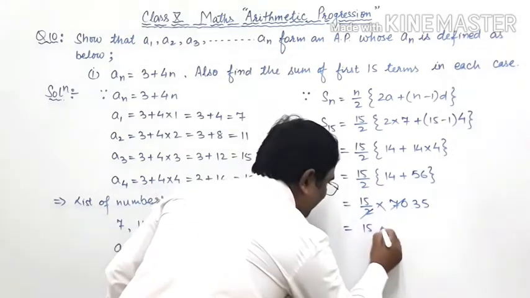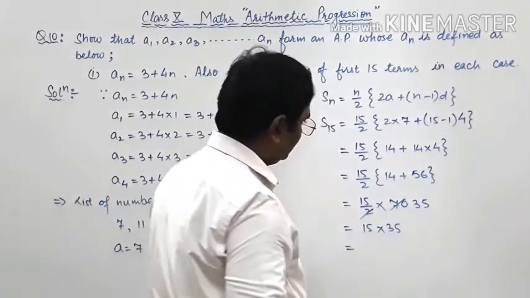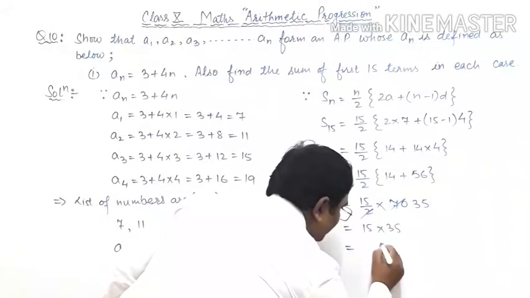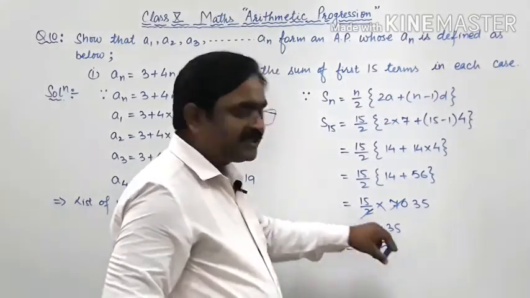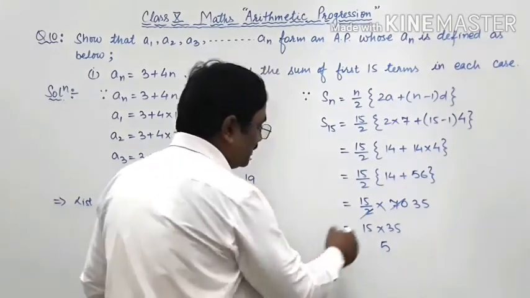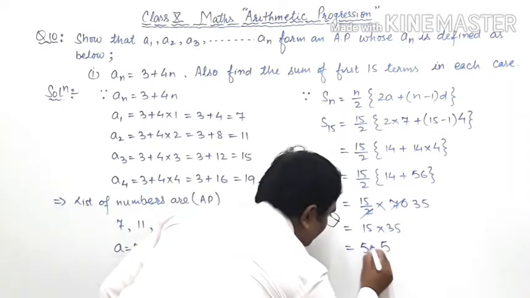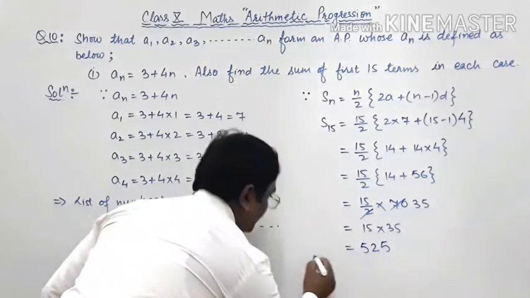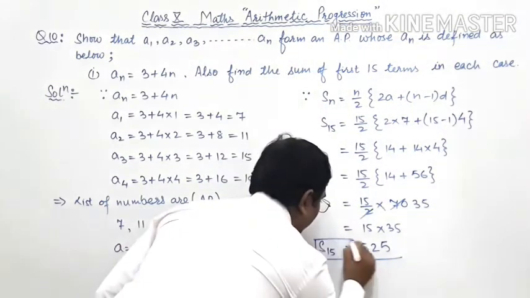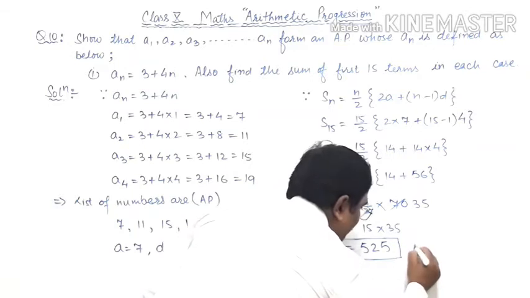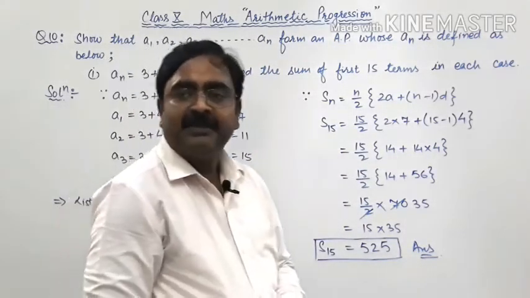Multiply this 15 by 35. 15 5s are 75, carry 7. 15 3s are 45. 45 plus 7 which is equal to 52. Means the value of S15, the sum of the first 15 terms, is 525, our required answer. Any problem?